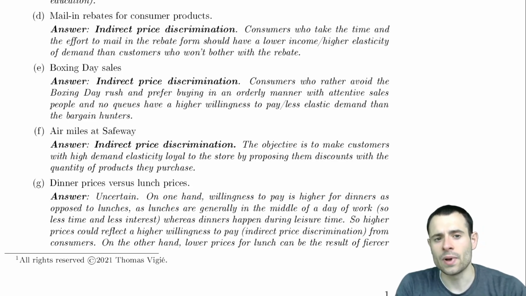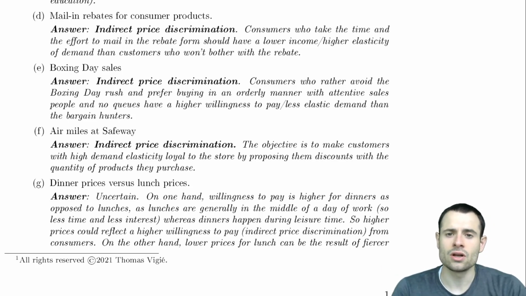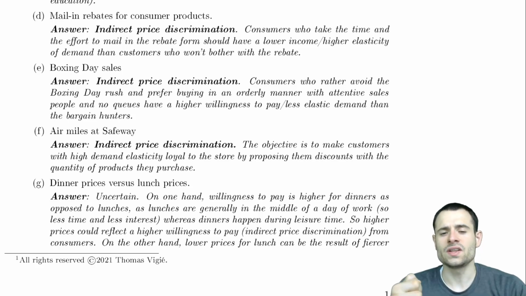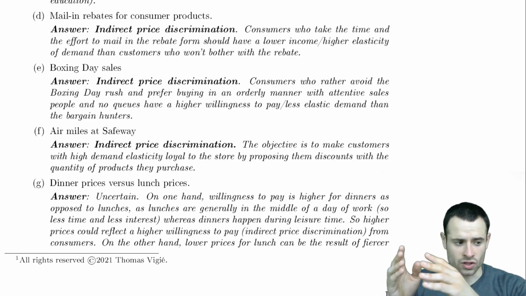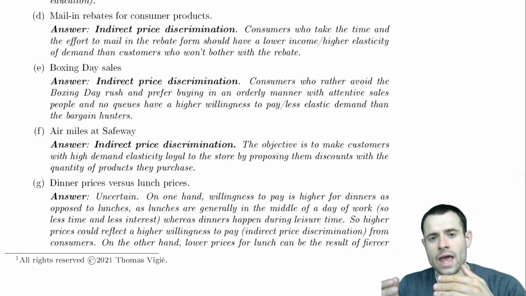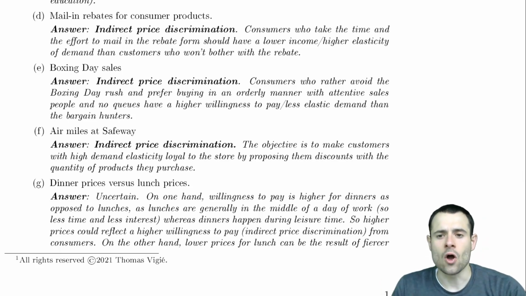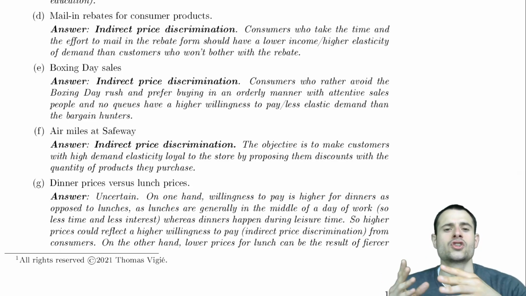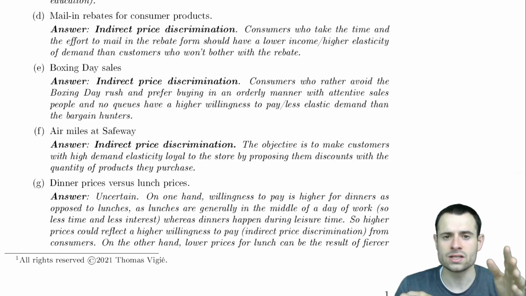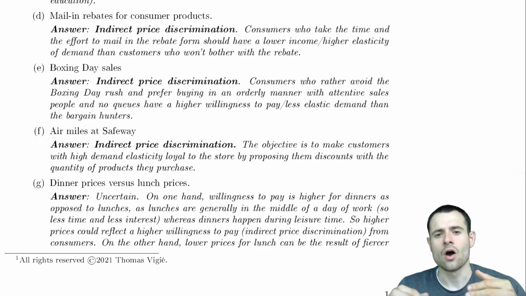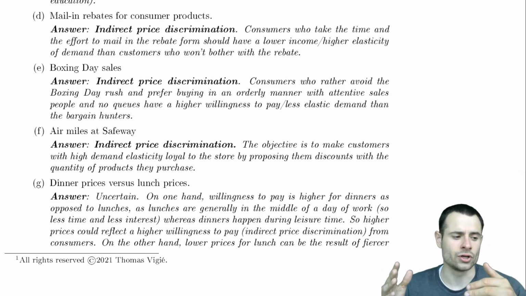Note that I talked about indirect price discrimination 3 times in a row. Remember that indirect price discrimination consists in proposing different menus of options to customers, and they will choose the option they prefer. Here, you have Air Miles versus no Air Miles, or rebates versus no rebates, or sales on Boxing Day, or no sales the rest of the year.